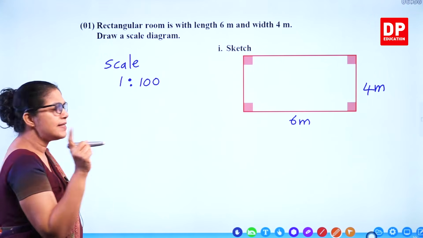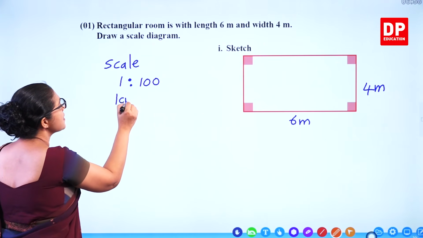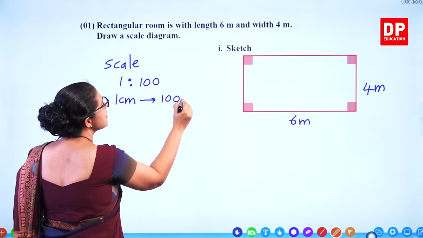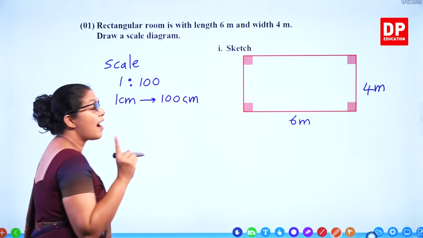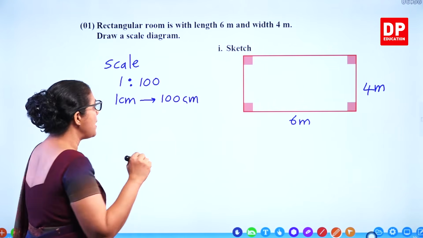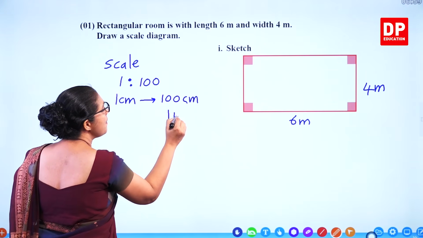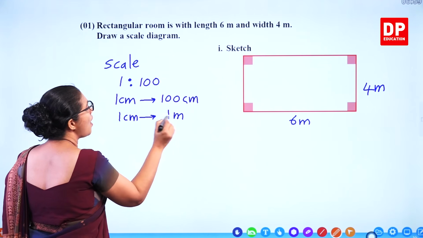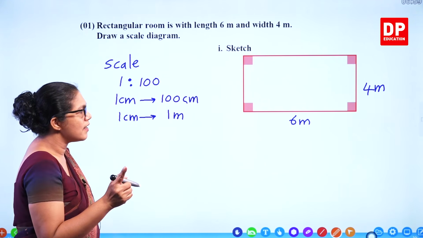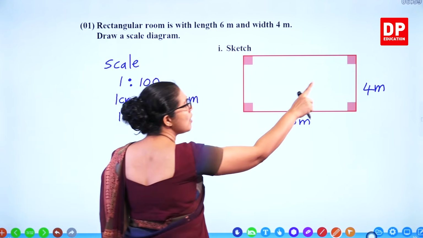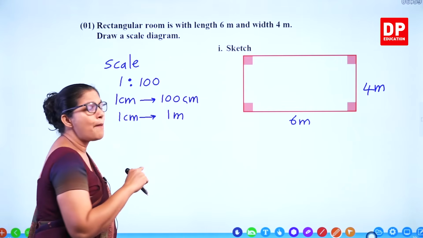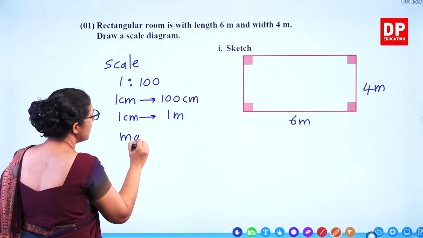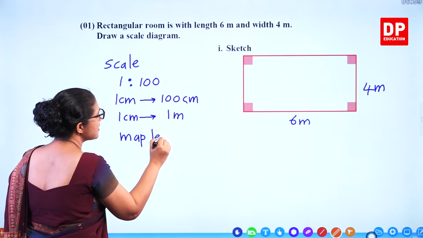1 to 100 means 1 centimeter represents 100 centimeters. When you divide by 100, you can convert to meters. So that means 1 centimeter represents 1 meter. So you have to convert all the actual measurements to the map length. So what is the map length or scale length?